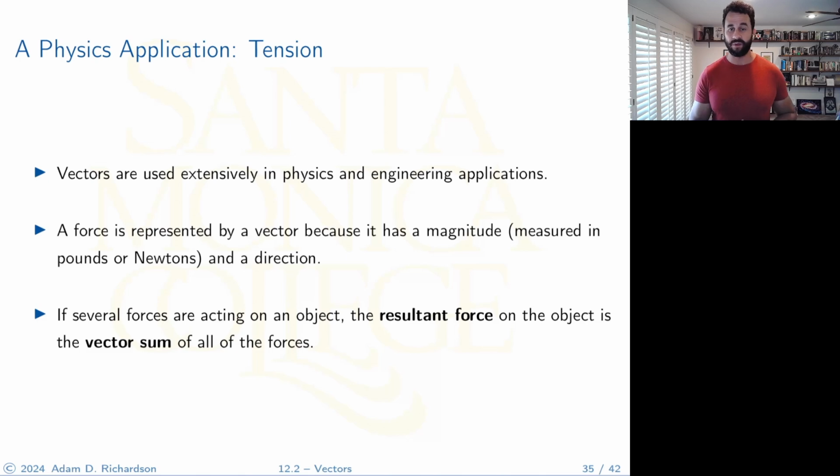A force is represented by a vector because it has a magnitude and it has a direction. So if you want to talk about a force acting on an object, the force comes from some direction and it has a certain size, right? If you've got several forces acting on an object, then the resultant force is the vector sum of all of those forces. So that's the resultant force.